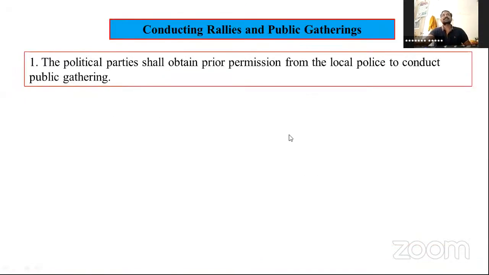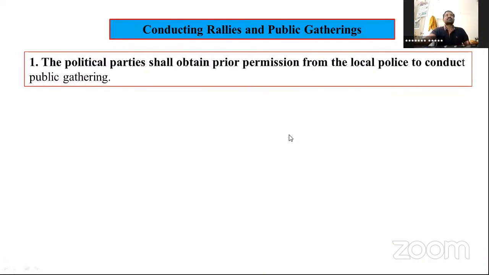Now, conducting rallies and public gatherings. The political parties shall obtain prior permission from the local police for a public gathering. Say I belong to a political party and I am ready to campaign after the election notification. I am contesting in the election, and I am ready to canvass.